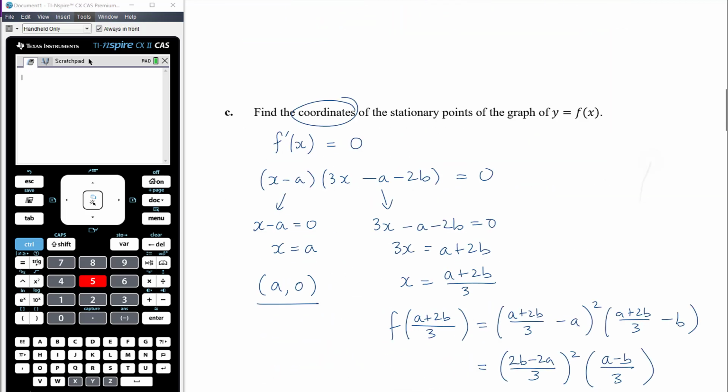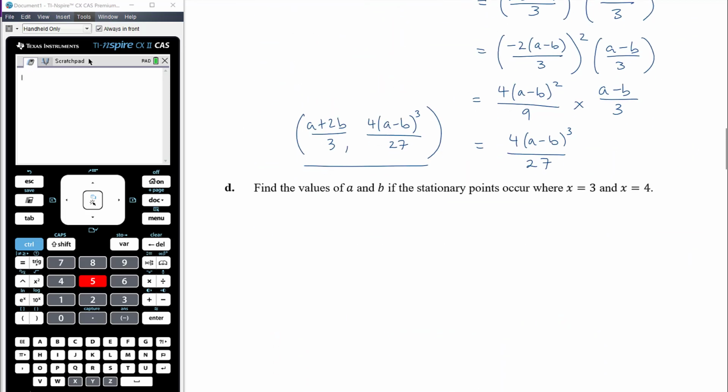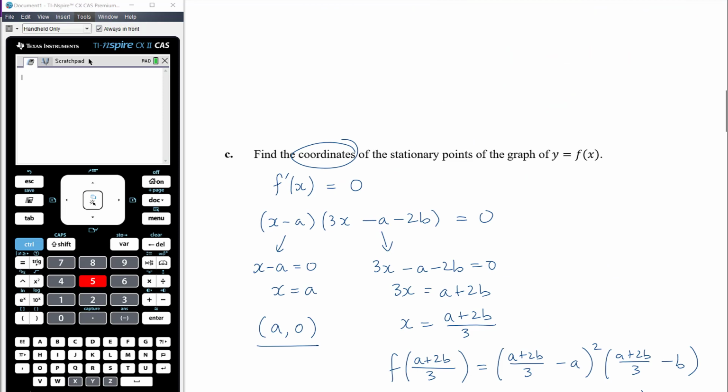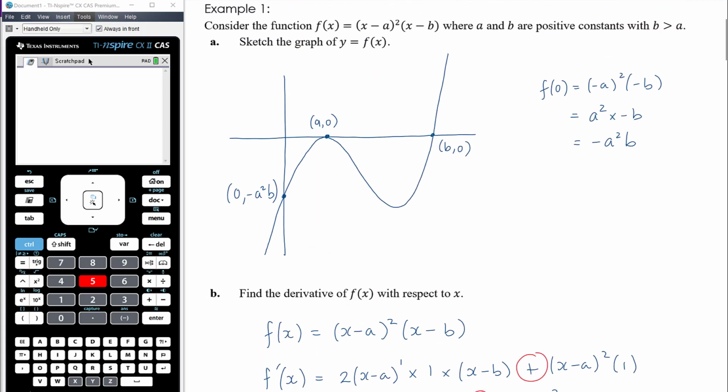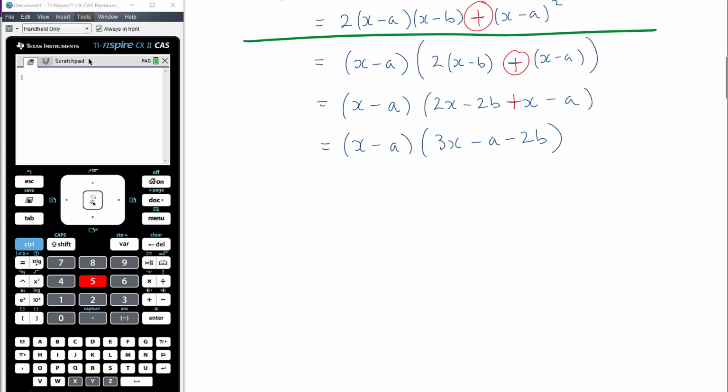Okay, so Part D, find the values of a and b if the stationary points occur when x equals 3 and x equals 4. Okay, so thinking about our graph, we know that the first stationary point is the one at (a, 0). So if we've got stationary points when x equals 3 and x equals 4, this one has to be 3 and this one has to be 4. And so therefore we know a equals 3 and the x coordinate of that other ugly stationary point will equal 4.